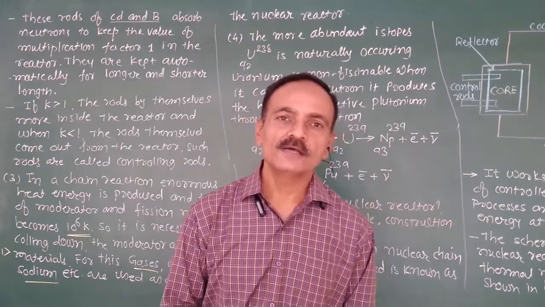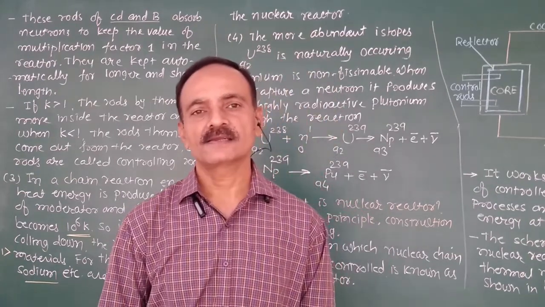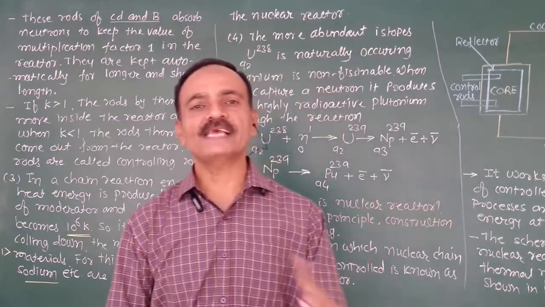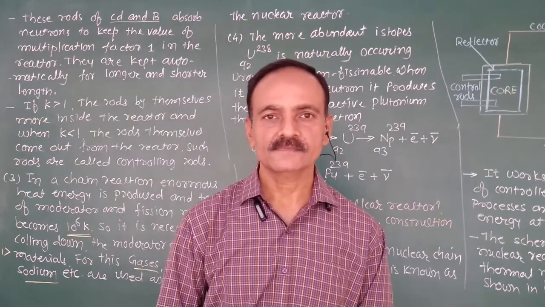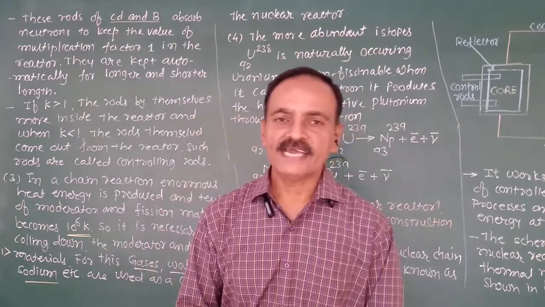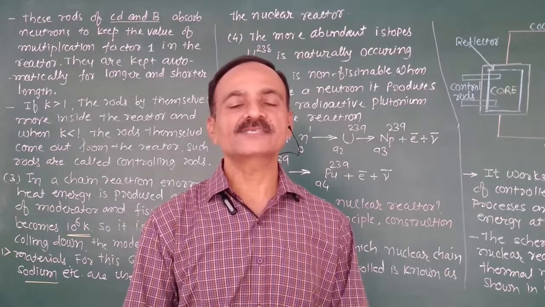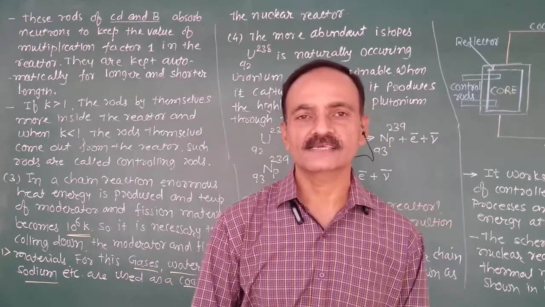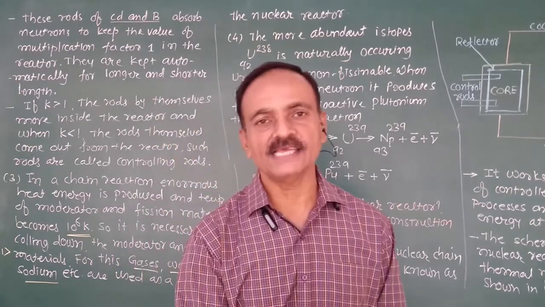The second thing is that for a successful nuclear chain reaction, the multiplication factor K must be 1. If K is 1, the reactor is in the critical state. If the value of K is greater than 1, the reactor is in the supercritical state. If K is greater than 1, the reaction rate and reactor power increase exponentially, and destruction takes place. If K is less than 1, the reactor is in the subcritical state. The reaction rate and reactor power decrease exponentially and eventually stop.